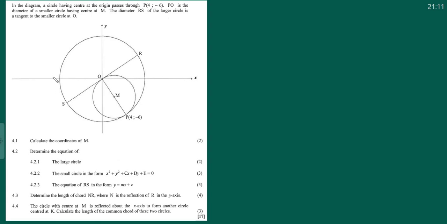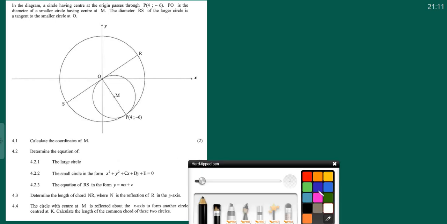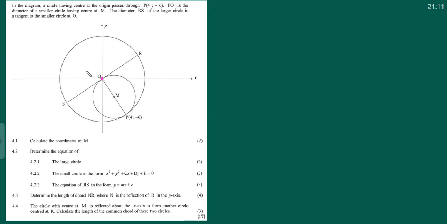So in this diagram you have a circle with its center at the origin. Let's not underrate that statement. The fact that it's at the origin, we are given a coordinate. At O it's 0 and 0. And then it's passing through this point P. By the way, this means that this is equal to that, which is also equal to that. But inside here we know that this is equal to this, right? The diameter RS of the larger circle is a tangent to the smaller circle. Wow, it's a tangent to the smaller circle at O.